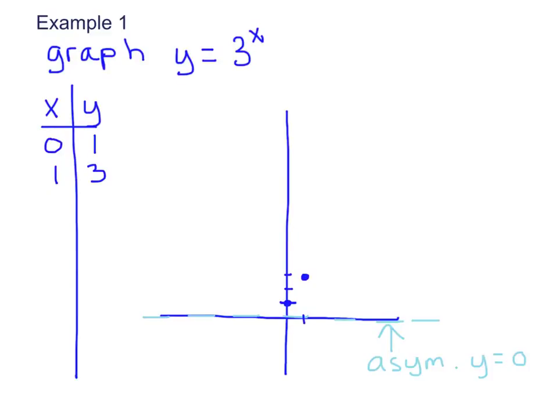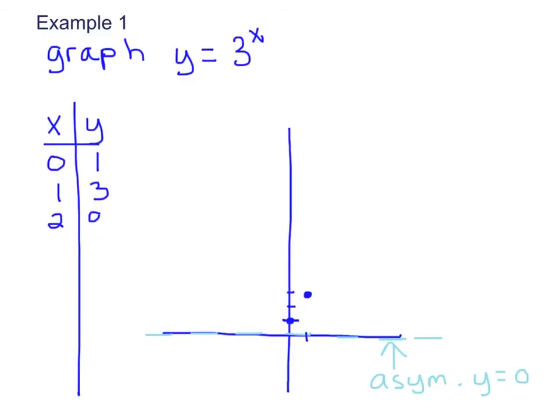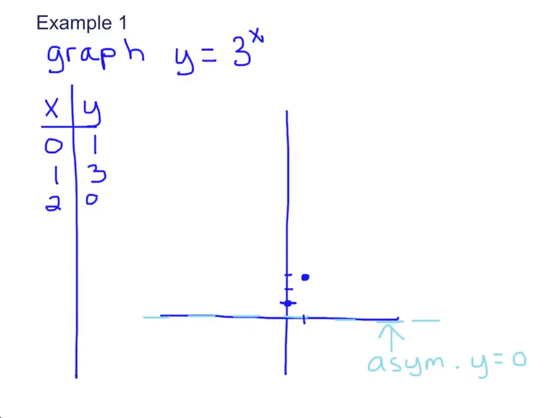So (1, 3). If x was 2, we'd say y is 3 to the second, and 3 squared is 9. Whoops, 3 squared is 9. So we have a point at (2, 9). And then if x was 3, 3 to the third is 27, and that's way on up there. So it grows really, really quickly.